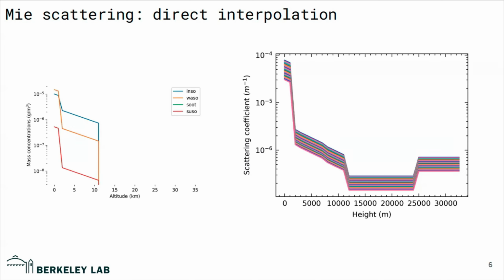we cannot assume exponential decay anymore because it's quite complicated. As you can see, on the left here is another measurement data set. The data points are pretty sparse, but they're pretty irregular. This is insoluble water, water soluble, and soot, and I don't remember the last one. As a result, we feed these measurement data sets into a radiative equation solver, and that gave us the scattering coefficients, or the Mie scattering, across the altitude.